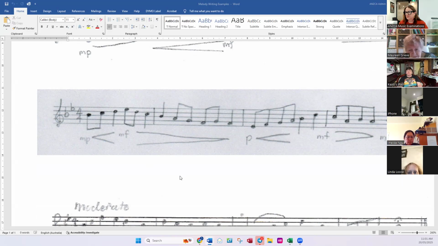Looking at that one, well, my first comment would be there is no phrasing attempted at all. And that does happen in a lot of examples that I see. Also, would anybody like to comment on the expression? There's far too much. You'd be flat out trying to do all these getting louder, softer, soft, getting louder. It's overdone. We don't need that much.